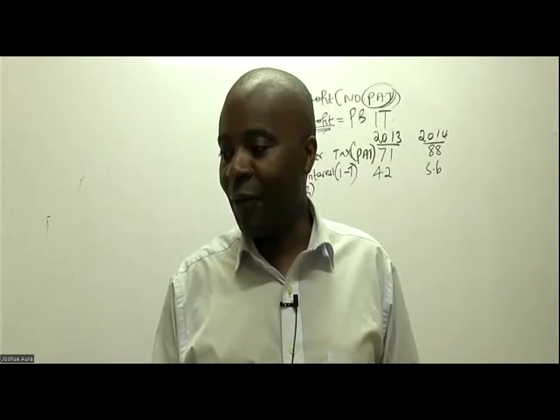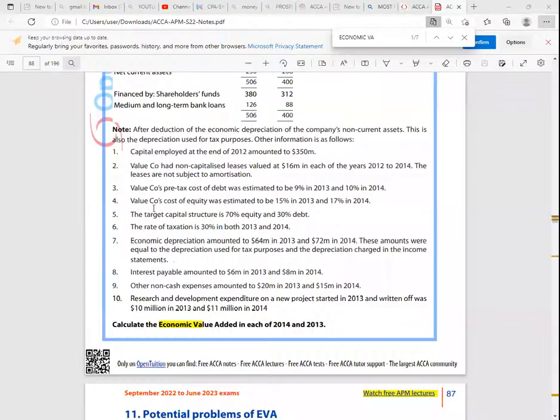Ladies and gentlemen, from there, we got the next one. Number 3, value company's pre-tax cost of debt was estimated at this. This will help me to calculate WACC. The same case with note number 4 and note number 5. Number 6, I've seen where I'm using it. Number 7, economic depreciation amounted to 64 in 2013 and 72 in 2014. These amounts were equal to the depreciation used for tax purposes and the depreciation charged in the income statement.